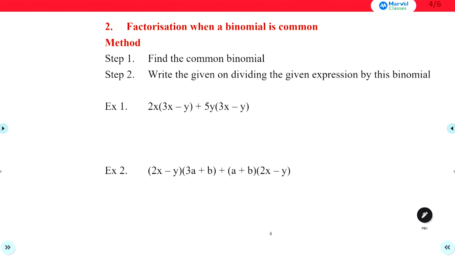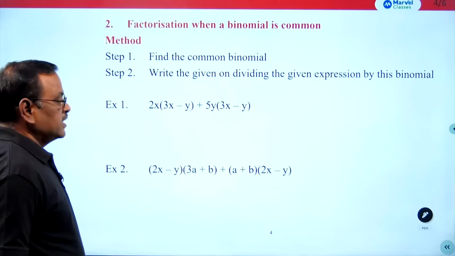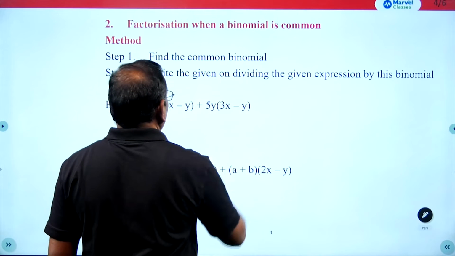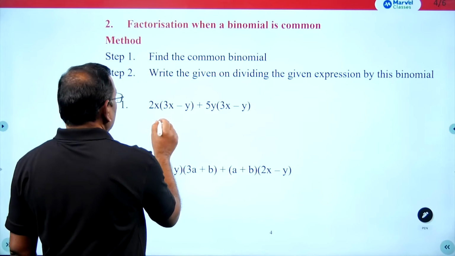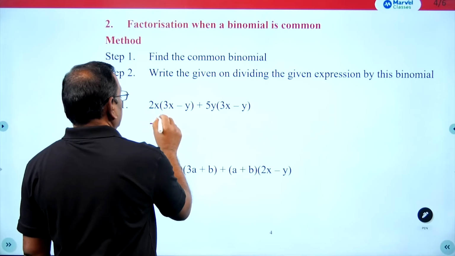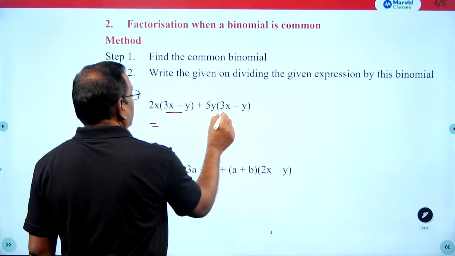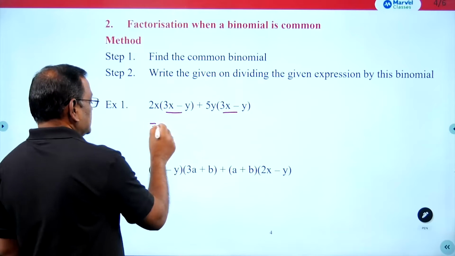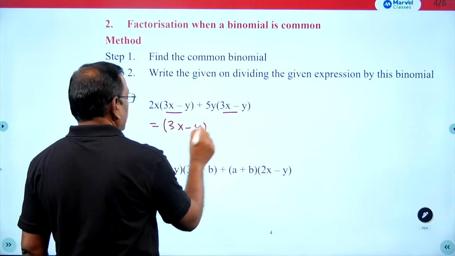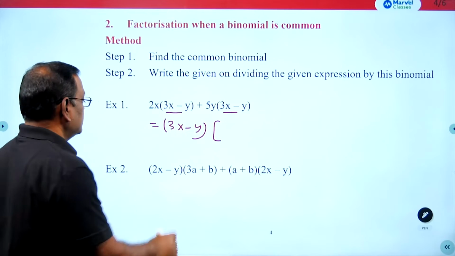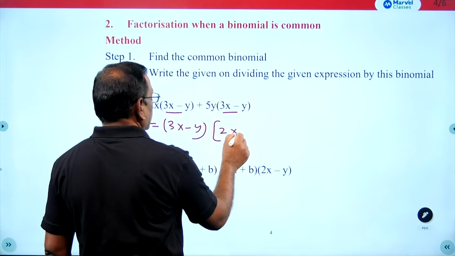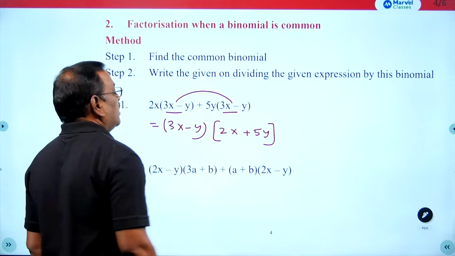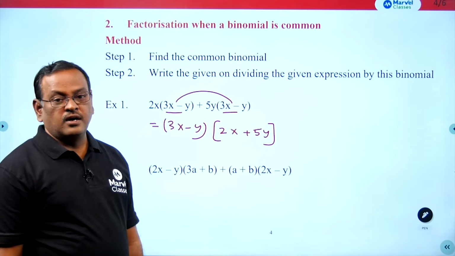And next, factorization when a binomial common factor is there. The last concept was common monomial factor, now common binomial factor. Find the common binomial. If you identify these two terms, this is the common binomial factor. Other than 3x minus y, there is no common factor. So first take outside 3x minus y into the remaining factors. In the first term the remaining factor is 2x, and in the second term the remaining factor is 5y. So (3x minus y) into (2x minus 5y).